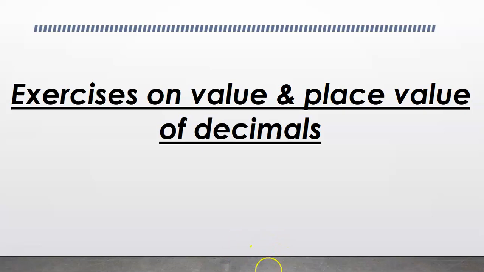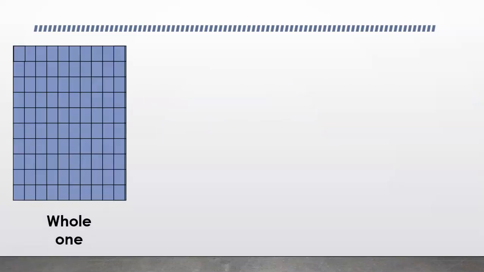We'll continue from the last video, we'll take exercises, but before that we'll take a small new idea. If I have one sheet of 100 squares, equal squares, I represent it as whole one, right? We agreed. It consists of 100 equal squares or 10 columns of 10 squares each. Each column has 10 squares, right?